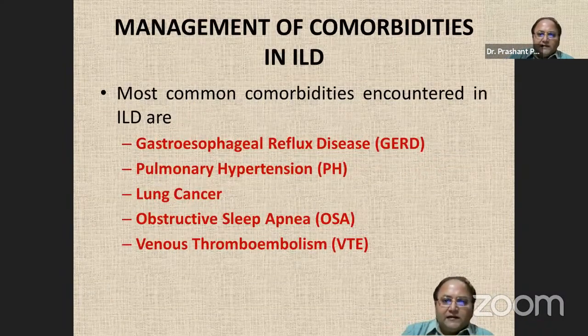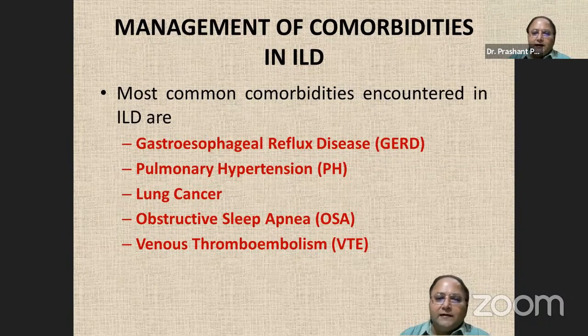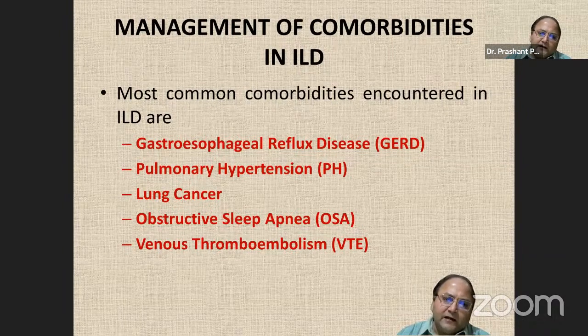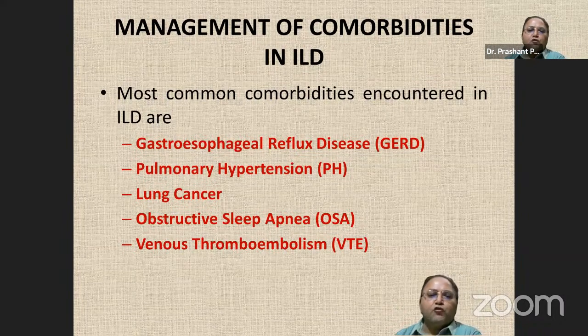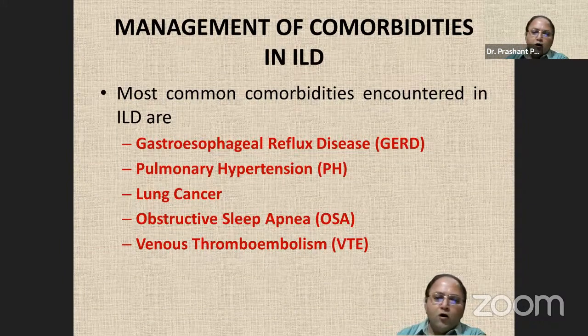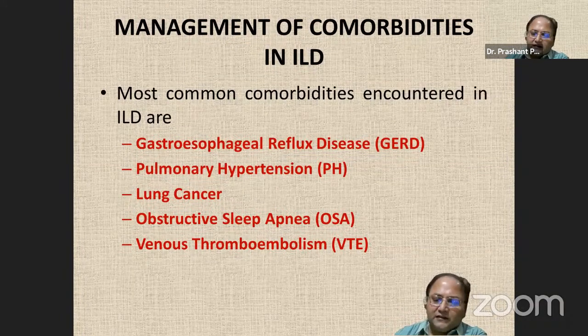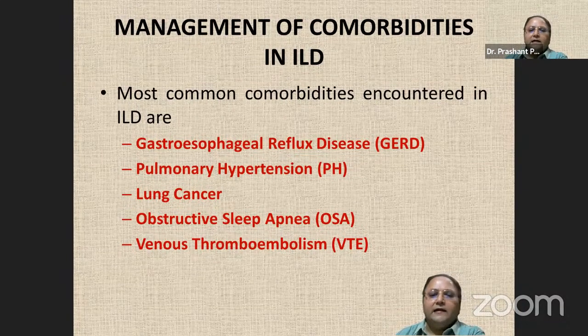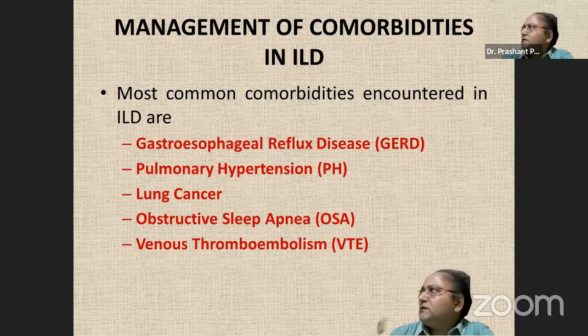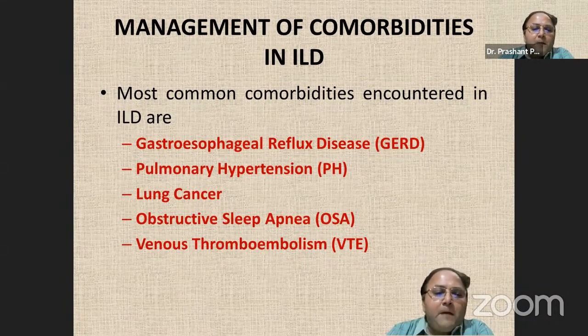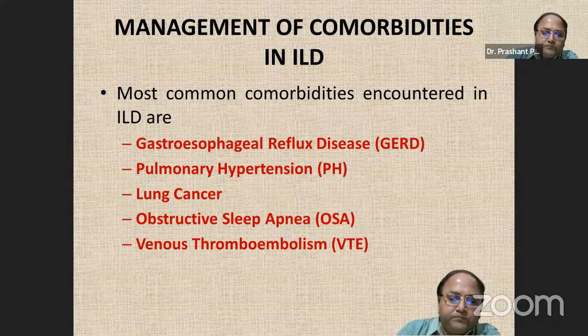So coming to the first, and that is management of common comorbidities in ILD. The most common comorbidities encountered in ILD are gastroesophageal reflux disease, pulmonary hypertension, lung cancer, obstructive sleep apnea, venous thromboembolism. So these are the 5 categories of comorbidities commonly encountered in ILD: gastroesophageal reflux disease, pulmonary hypertension, lung cancer, obstructive sleep apnea, and venous thromboembolism.